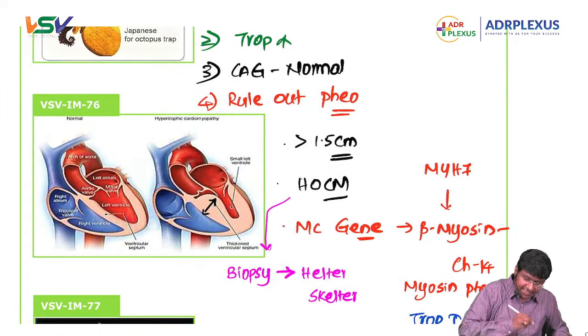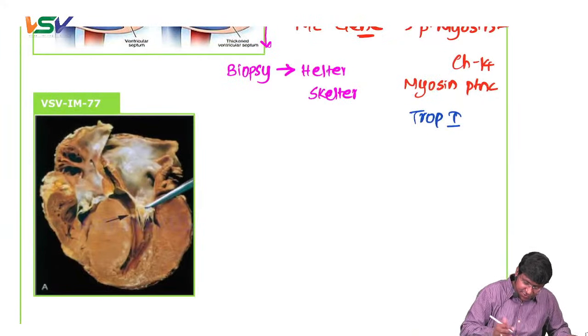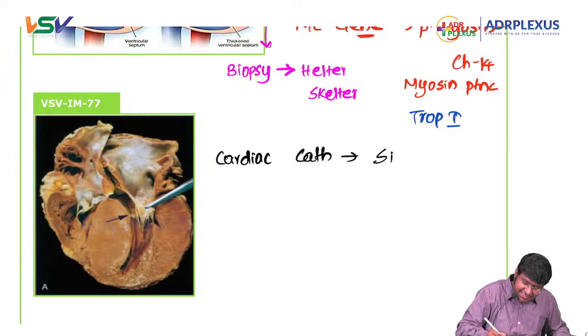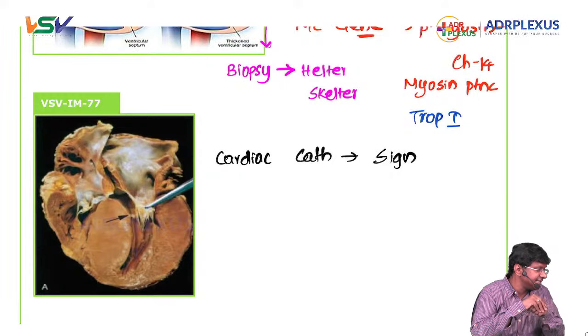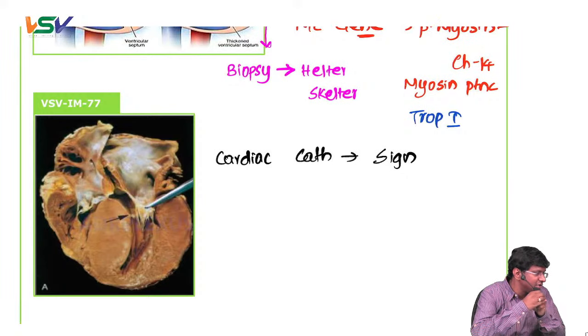Okay, now when you do a cardiac catheterization in patients with HOCM, what is that characteristic sign that you will observe? No, no, no. The SAM you can observe even in 2D echo also. I'm asking in cardiac catheterization. What is that important sign? You do not need cardiac catheterization to make out the SAM.